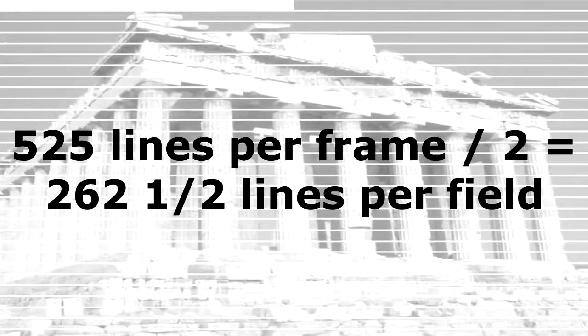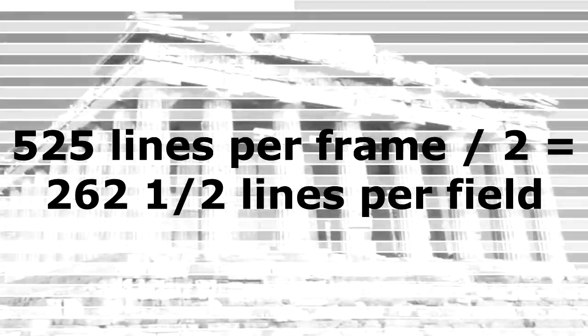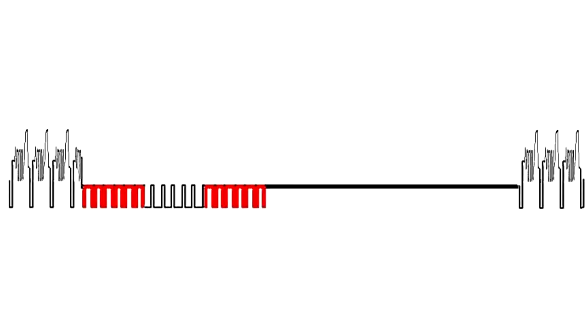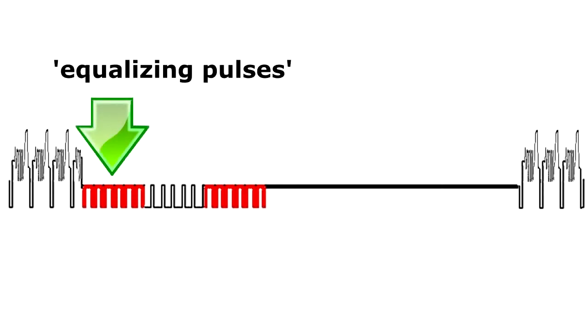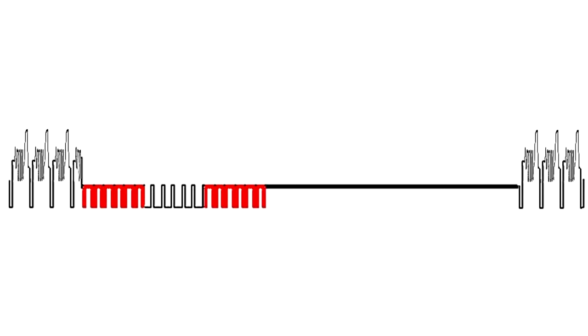Since 525 doesn't divide evenly by 2, this means that one field must begin 1/2 line later than the other one. To make this rather complex process happen successfully, we put into the vertical interval signal one group of 6 equalizing pulses just before the vertical sync pulse, and a second group of equalizing pulses just after the vertical sync pulse. Basically, the equalizing pulses make sure that interlacing happens properly, and starts the scanning at the proper points in each of the 2 video fields.